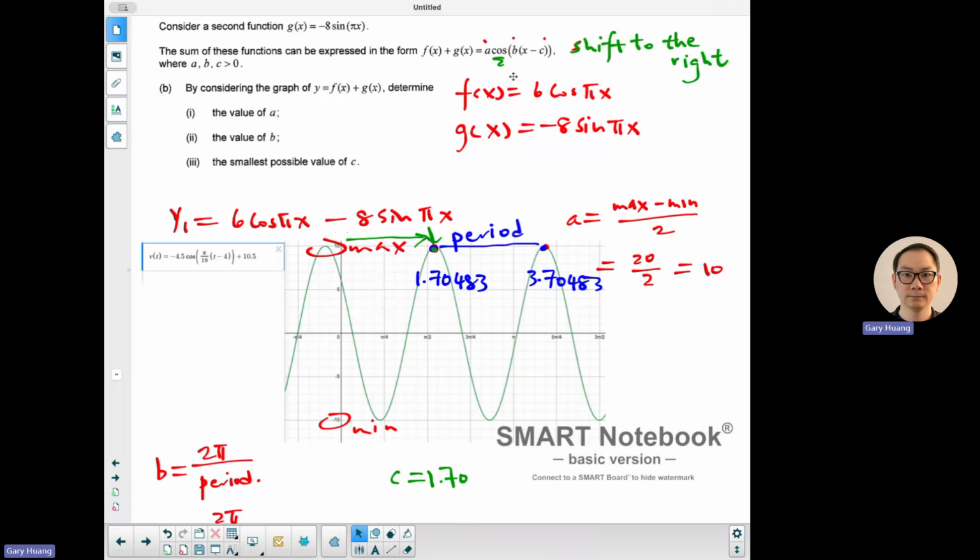So in this case, the B is 2 pi divided by the period. The C is the horizontal shift. For cosine, it's how far I move for the top. So I move over this much for the top.